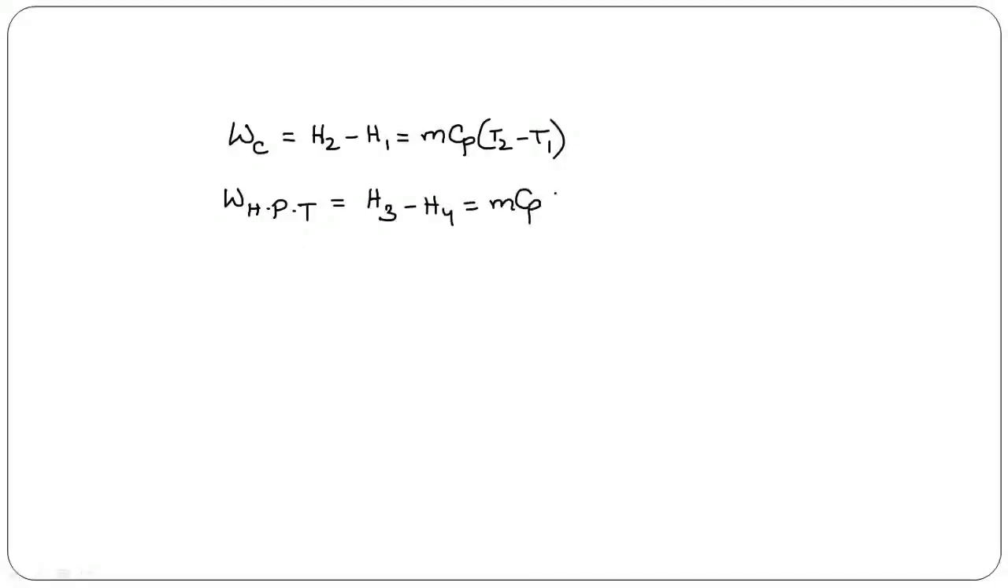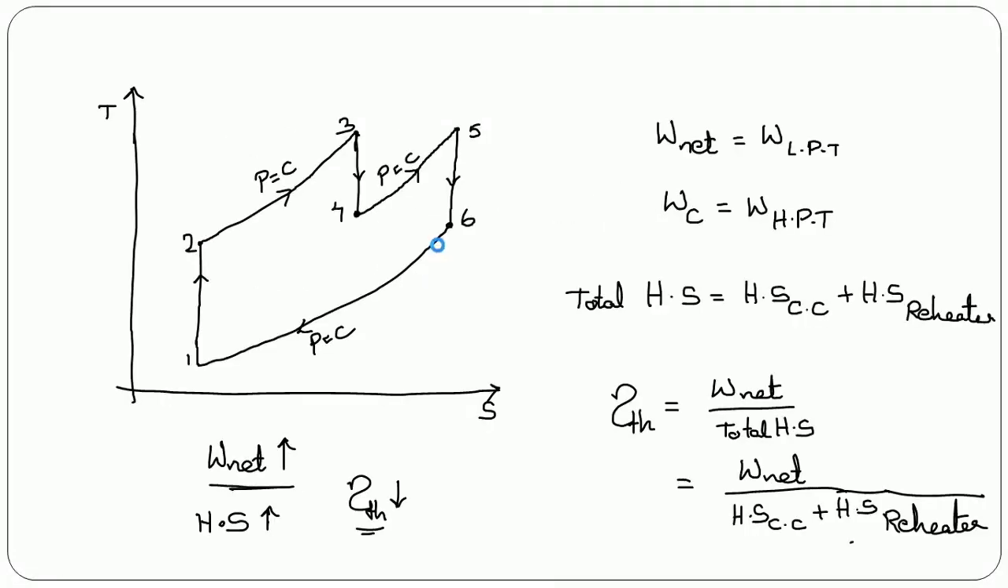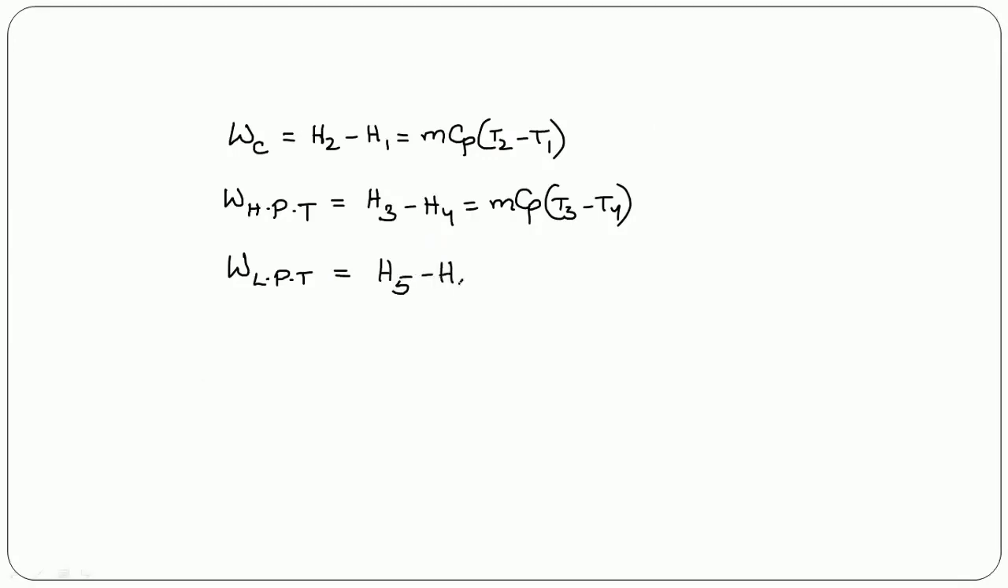Now let us see the formulas of work developed by or work input to the compressor. This is H2 minus H1. This is equal to mCp (T2 minus T1). Work developed by the high pressure turbine. This will be H3 minus H4, which can be written as mCp (T3 minus T4). And work developed by the low pressure turbine is H5 minus H6. So this is mCp (T5 minus T6).